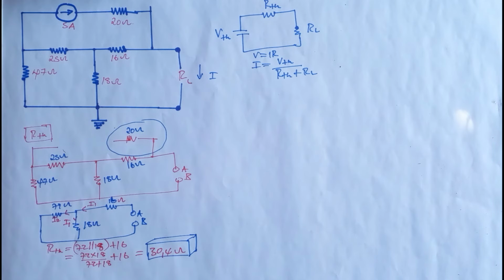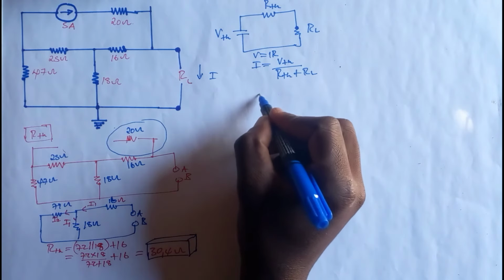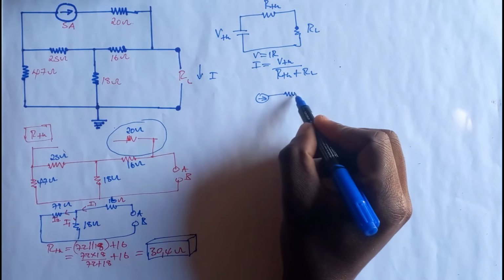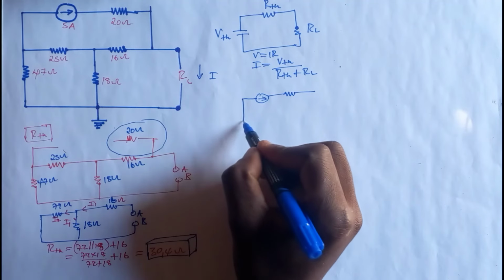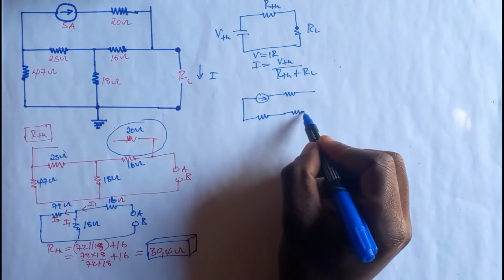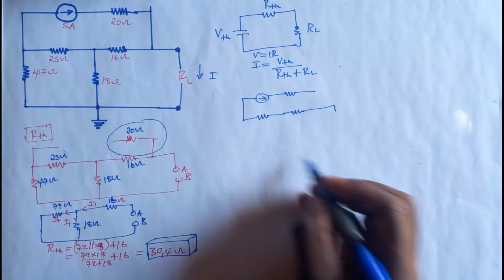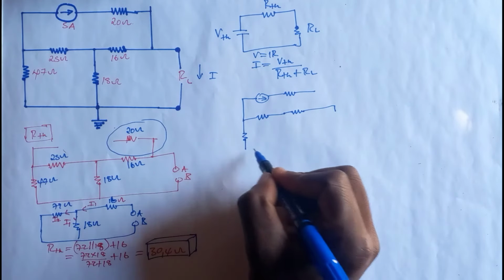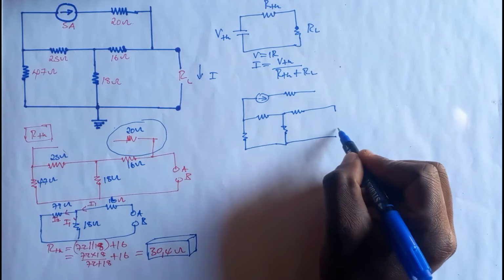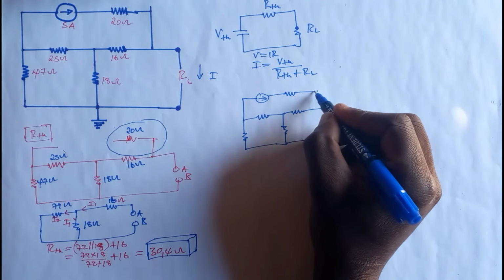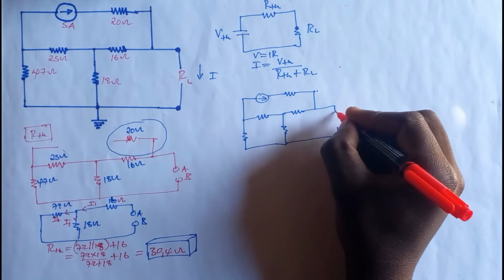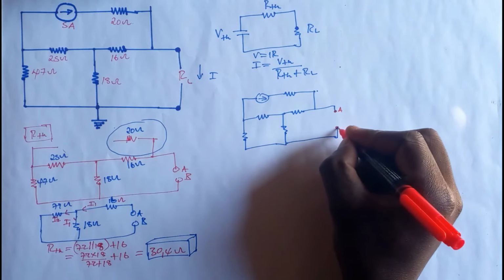So what I can simply do, I think I can redraw the circuit. We have the current source here, 5 amps, and we have a 20 ohm resistor, a 25 ohm resistor, and a 16 ohm resistor. We said we're going to remove the load resistor, and we have a 47 ohm resistor and an 18 ohm resistor here. Okay, and this is what we have, and we've said this is terminal A and this is terminal B.